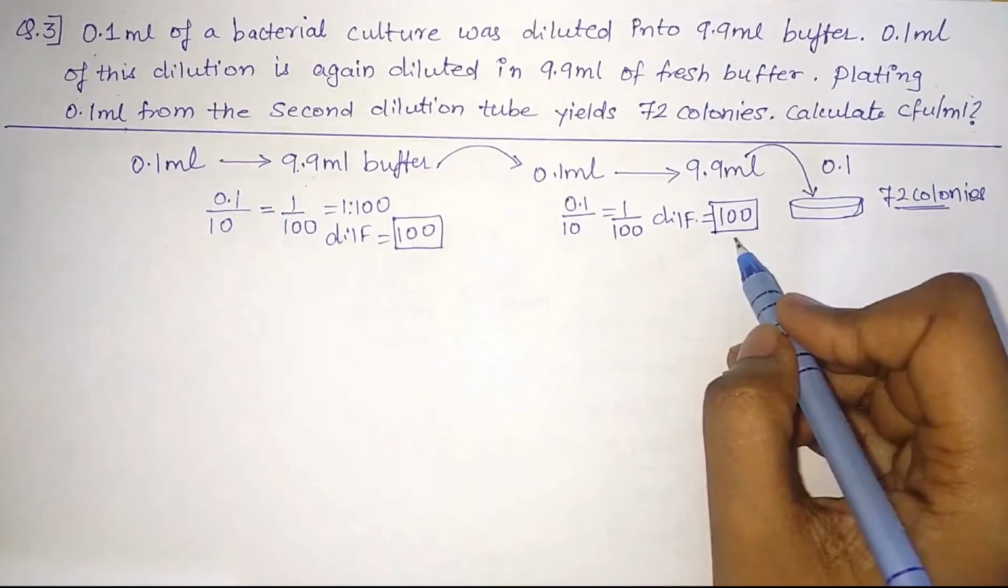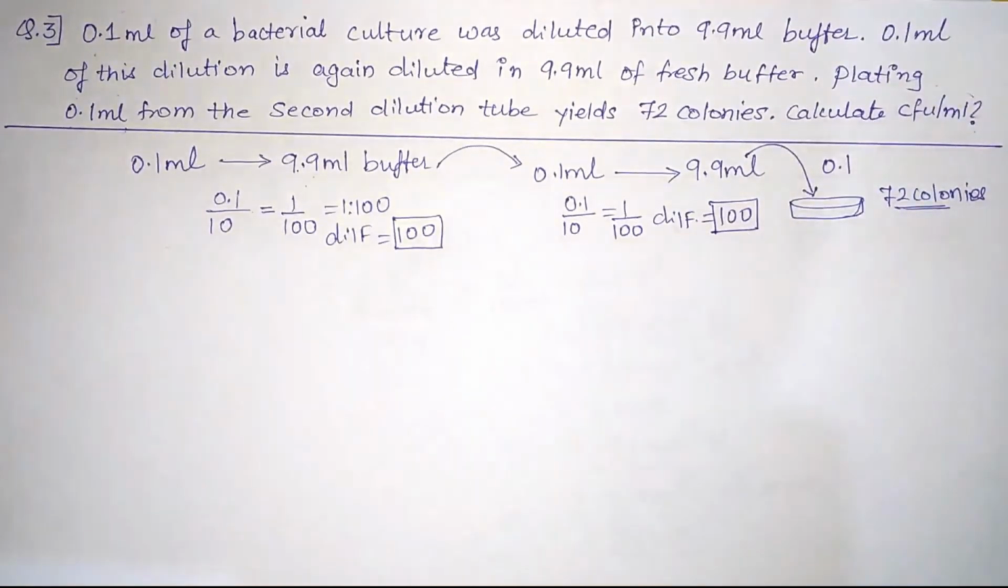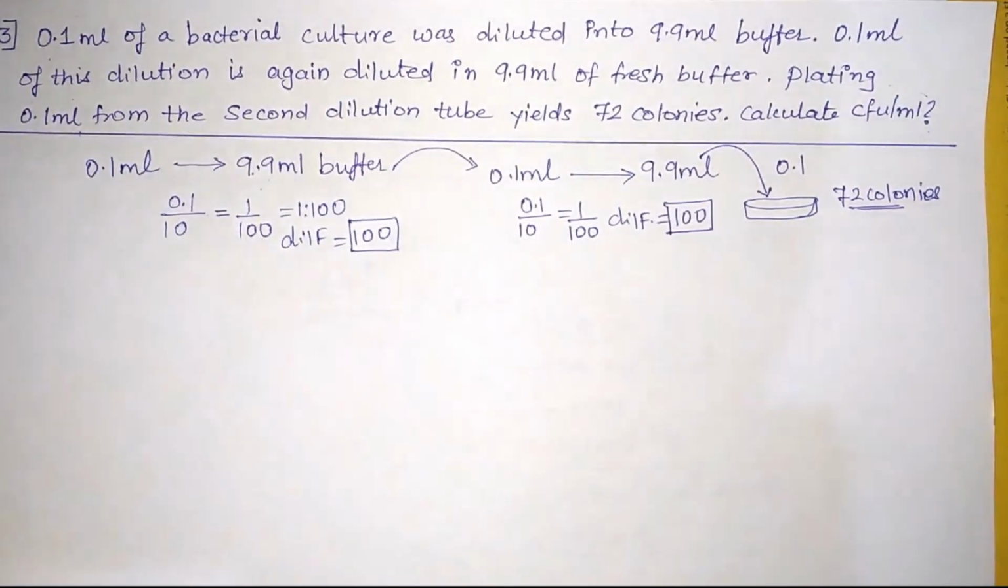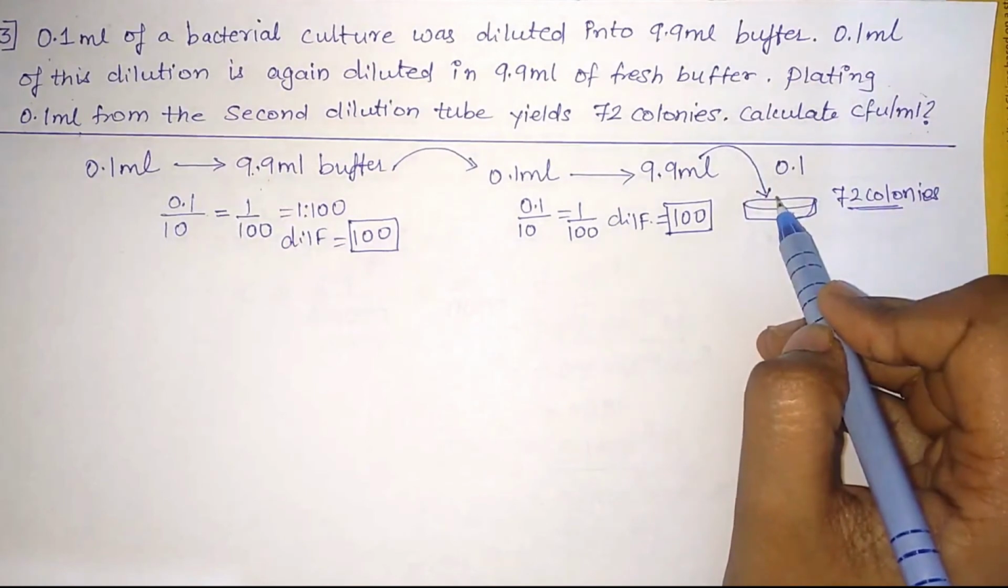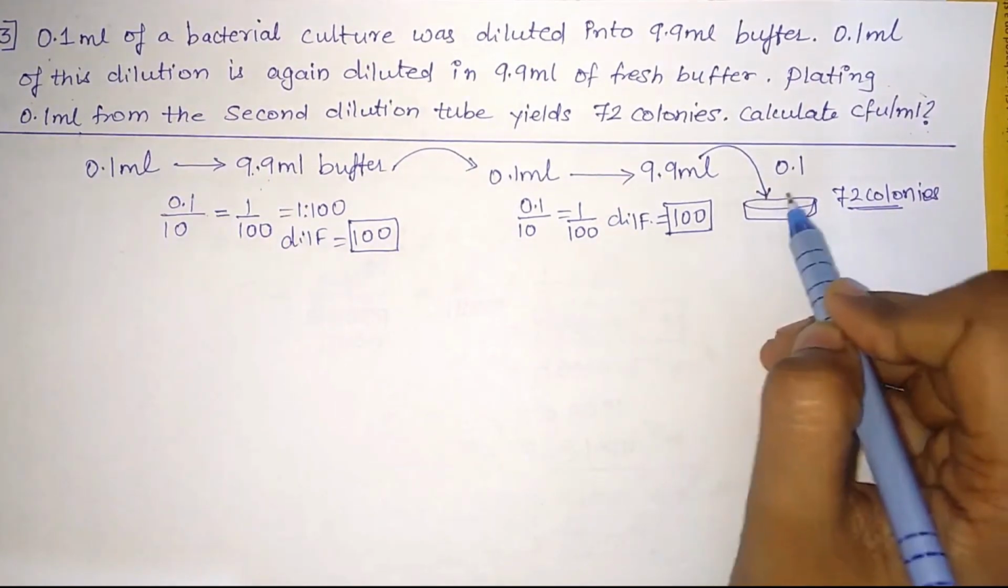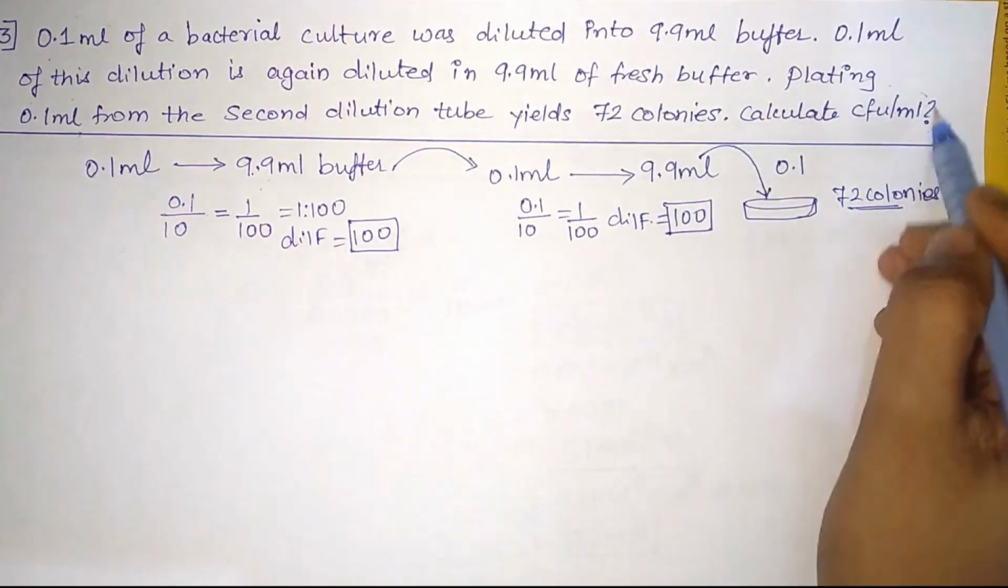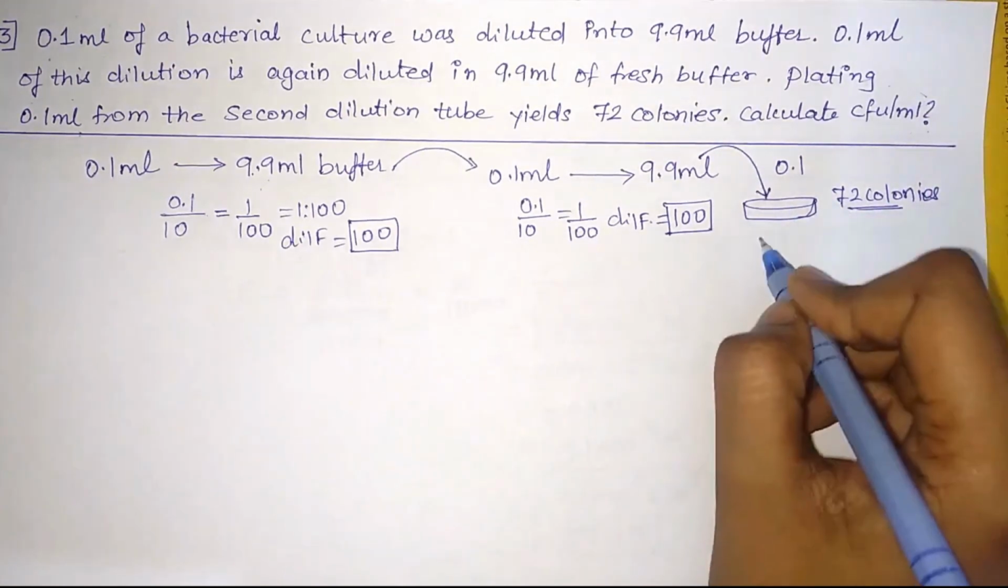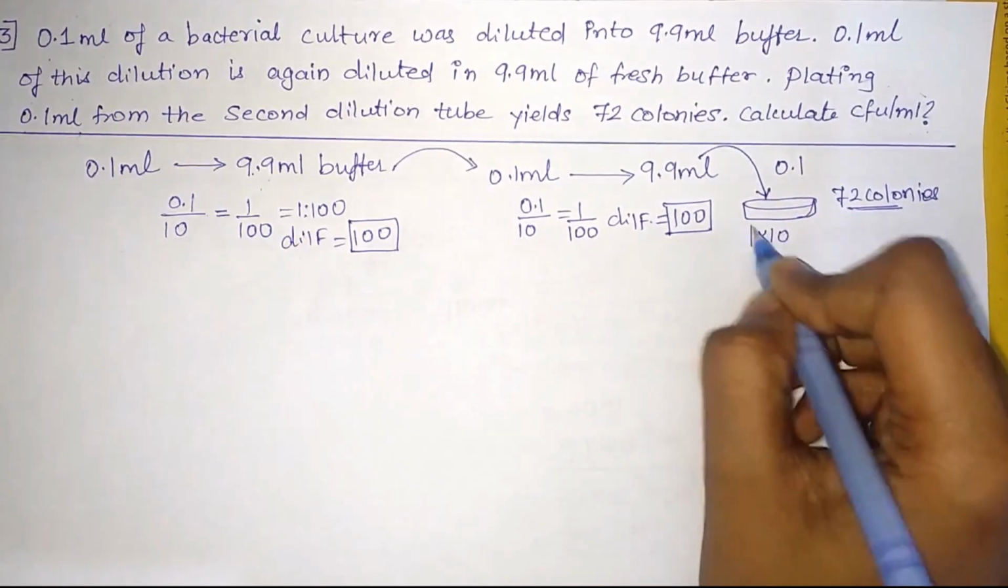Okay, after this they took 0.1 ml. So when we take 0.1 ml and we have to find the CFU per ml, right? Here again we have to multiply this particular value by 10.